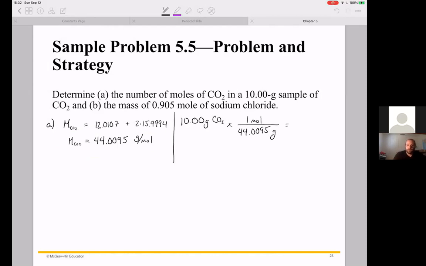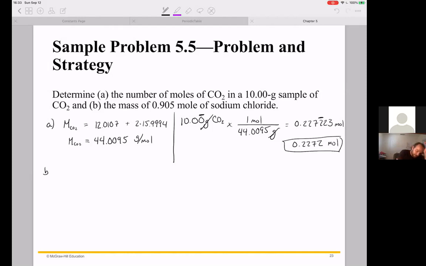Punch that into my calculator and I get 0.227223. I'm going to go back and make sure grams cancel out nicely with grams, and I'm left with moles of CO2. And then I'm going to worry about my 4 sig figs here and 4 sig figs over there. So my final answer that I would report would be 0.2272 moles. That would be my final answer there.